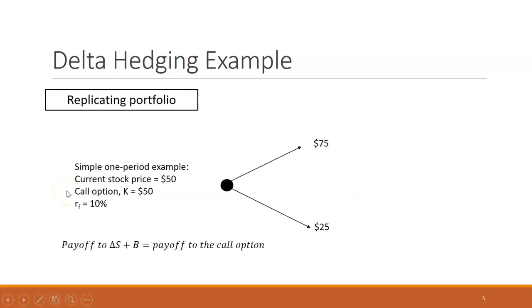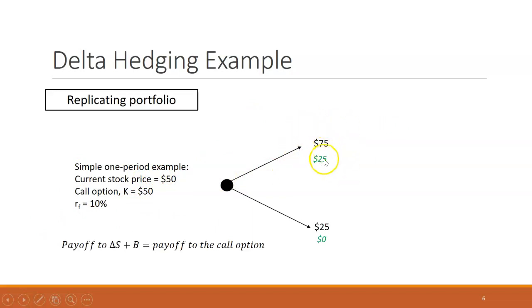I've got a simple example here of just a 1-period example. You've got a call option here. The current stock price is 50, but it can go up to either 75 or go down to 25 in the next step. I'm assuming the next step is just 1 period and the risk-free rate is 10%, just to make this very easy to follow. The strike price is $50. And you can see what the payoff to the call option would be.